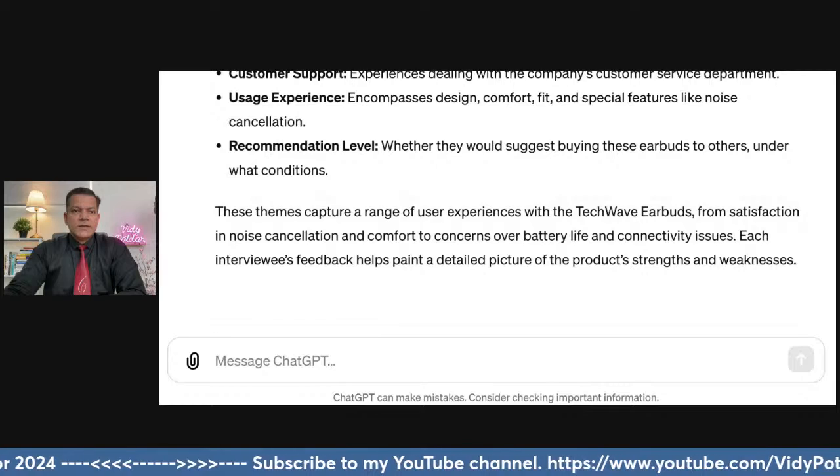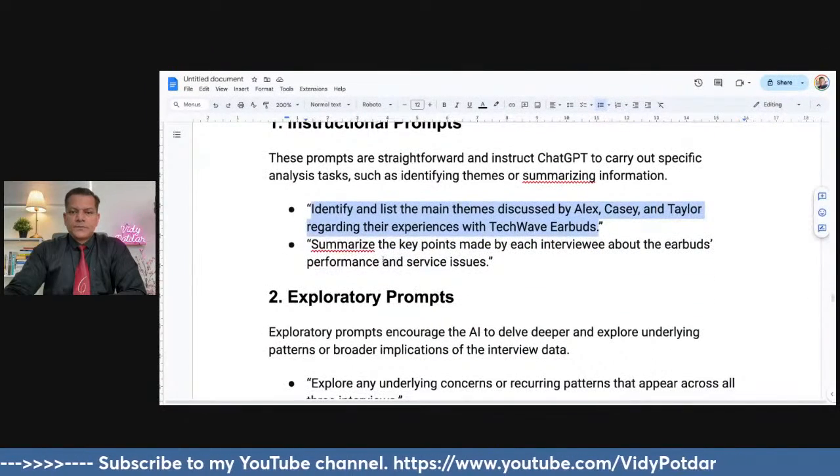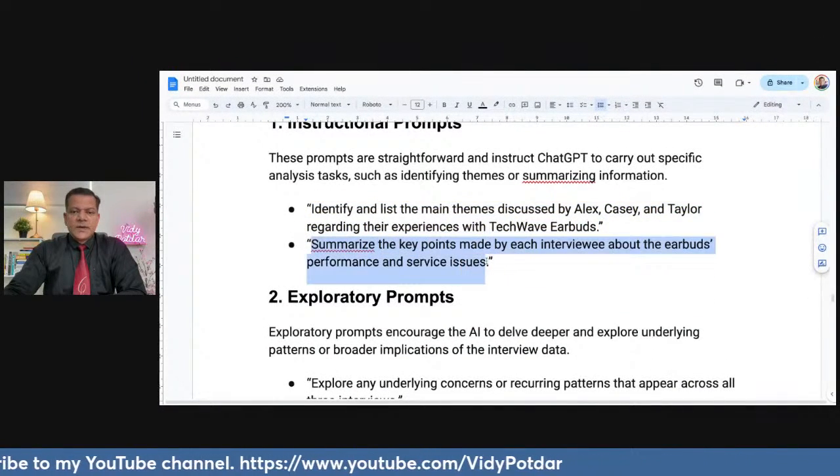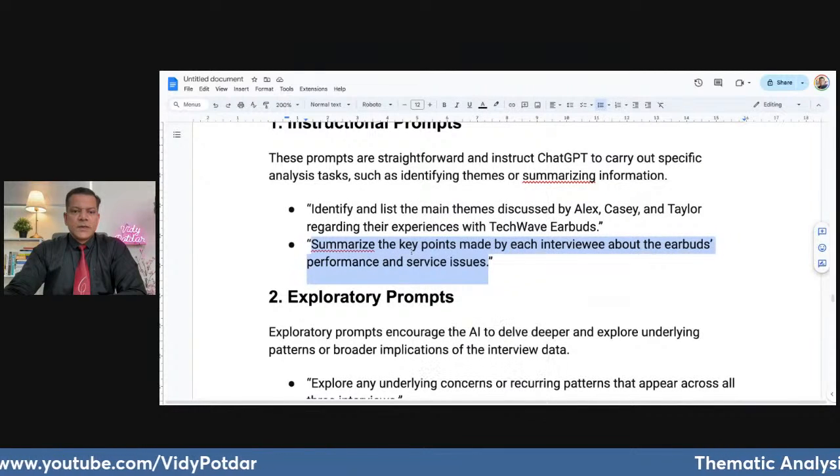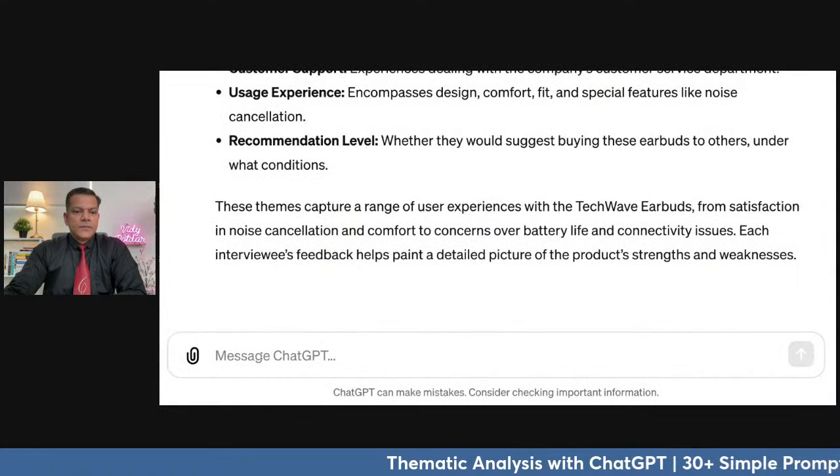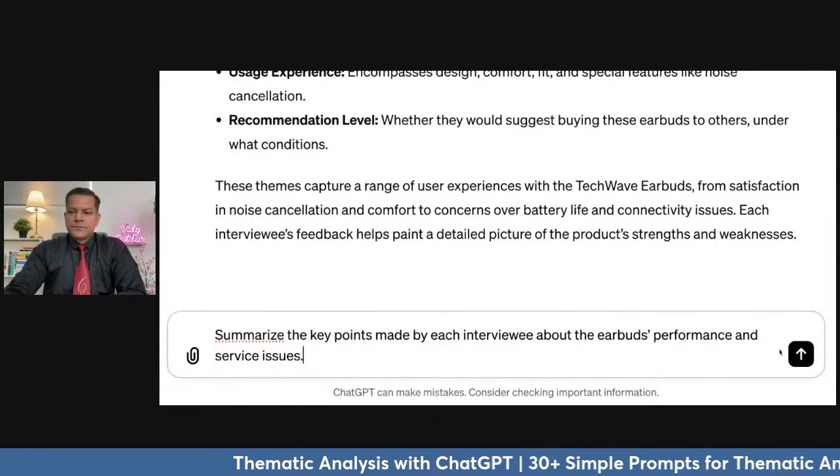Now let's go to the second prompt. We can say, summarize the key points made by each interviewee about the earbuds, performance, and service issues. So let's go back here and run this prompt.